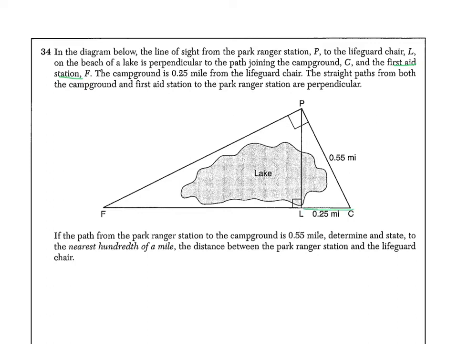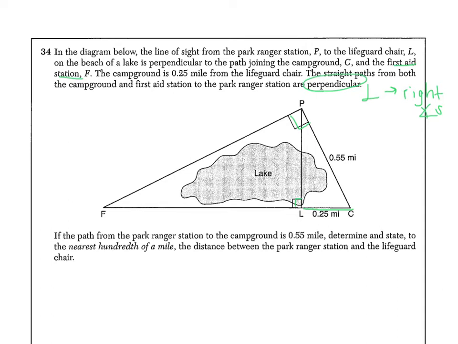The straight paths from both the campground and the first aid station to the park ranger station are perpendicular. Remember that perpendicular lines always form right angles. So it looks as though we have a right angle down here at L and a right angle here at P.